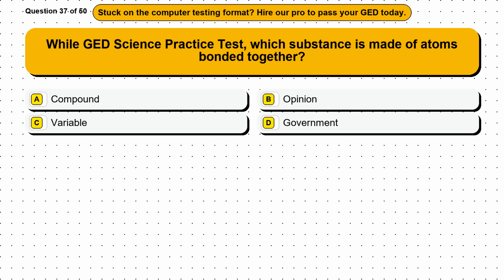Question 37. While GED Science Practice Test, which substance is made of atoms bonded together? Option A compound. Option B opinion. Option C variable. Option D government.